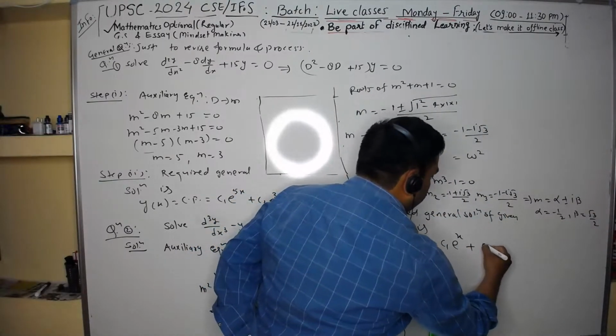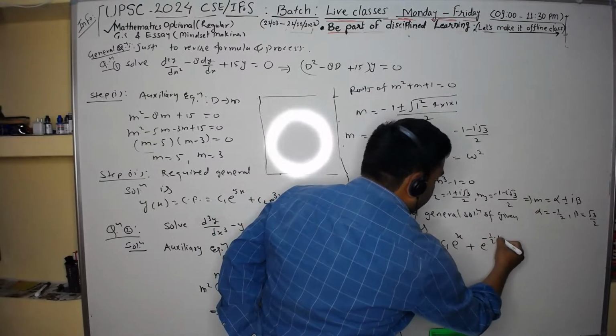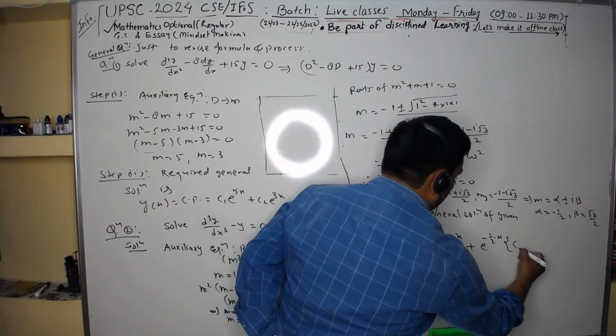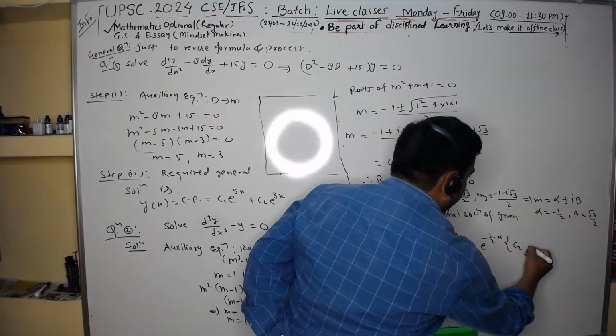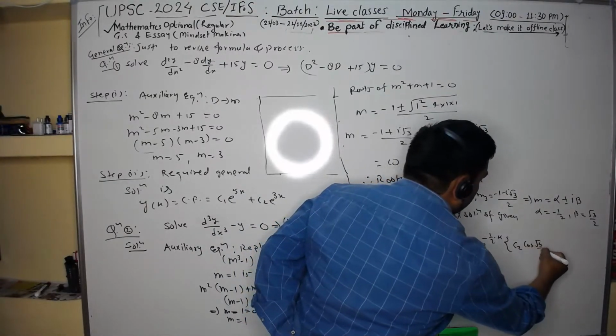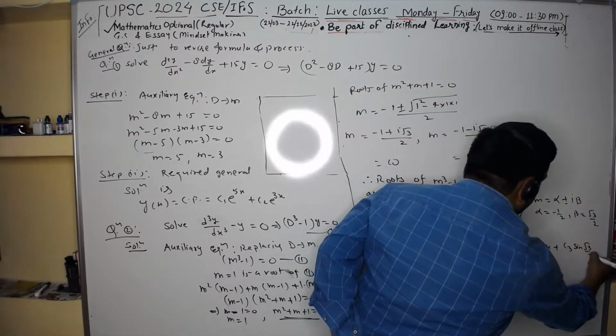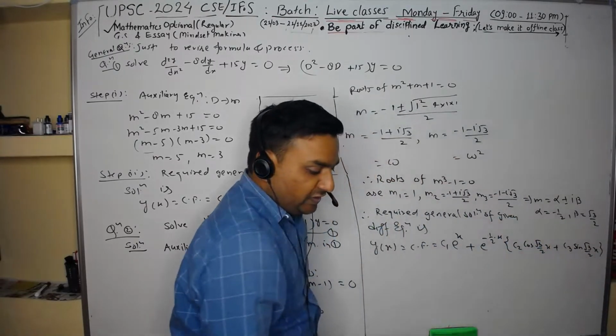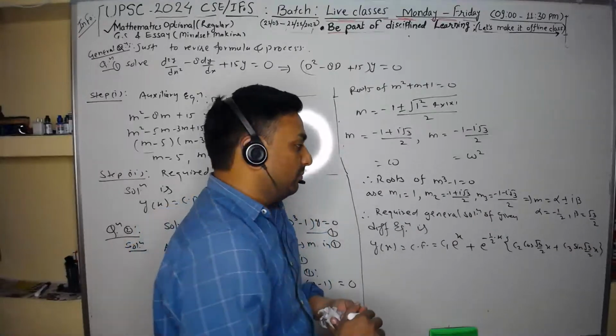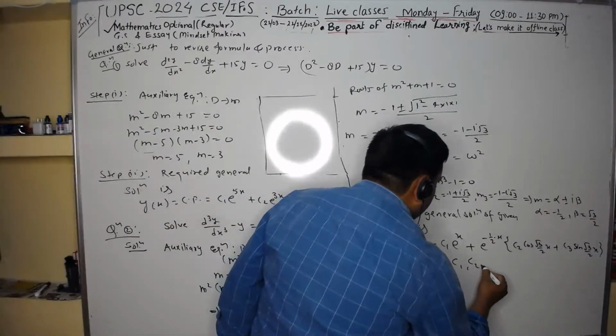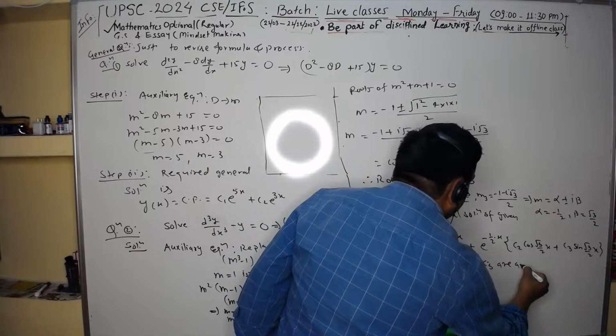So this will become e raised to the power minus 1 by 2x into c2 cos root 3 by 2 x plus c3 sin root 3 by 2 x. C2 C3 की जगह you can take A B, but make sure C1 C2 C3 are arbitrary constants.